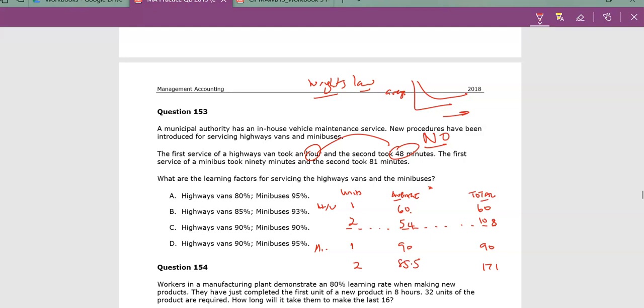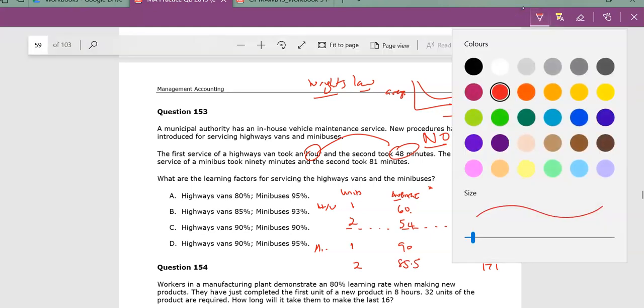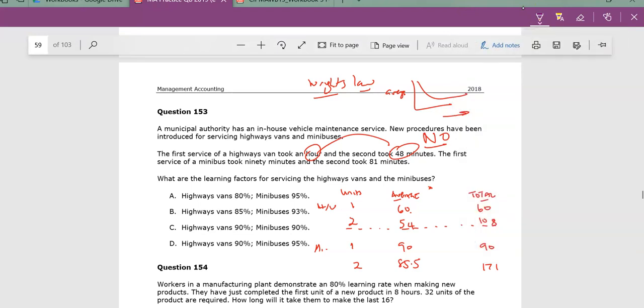Just change my pen color now. Oh no, I can't up there. It's over here. So it means that if I'm trying to understand what the learning rate is, I need to find what percentage this fell by, a certain percentage. This fell by a certain percentage. What is that? So in effect, that's 54 over 60 for the highway van, and that's 85.5 over 90. And 54 over 60 is 9 over 10, isn't it? So that's 90%. And 85.5 divided by 90 is 95%. So this is 90% and this is 95%. So the answer is D. Yes, the answer is D.